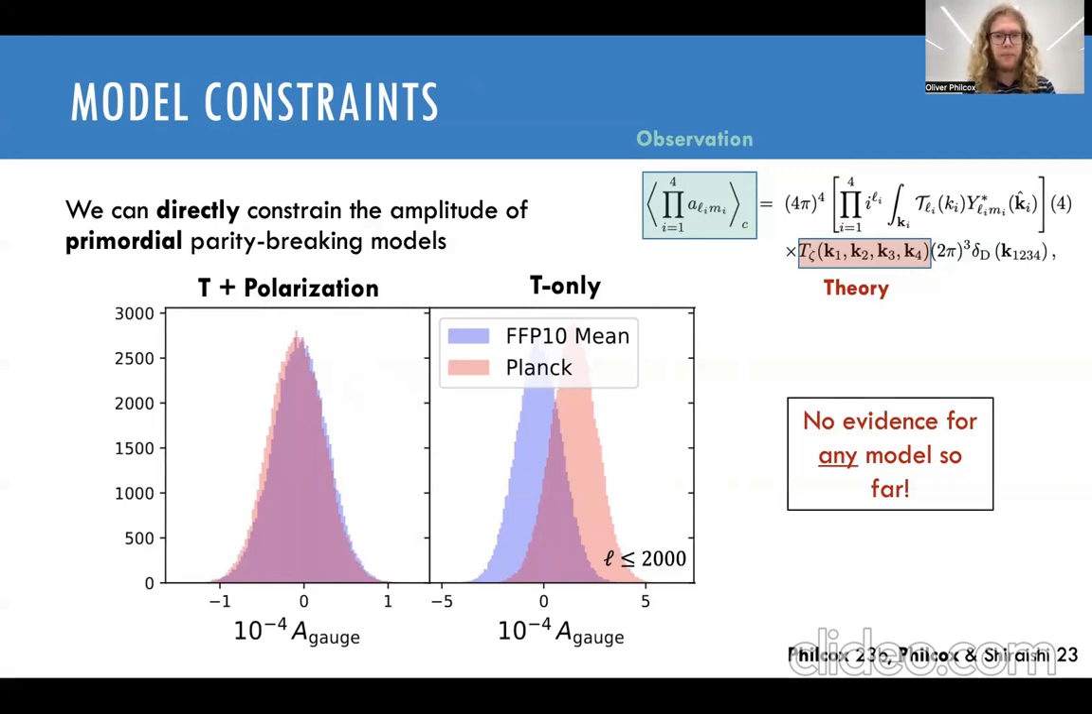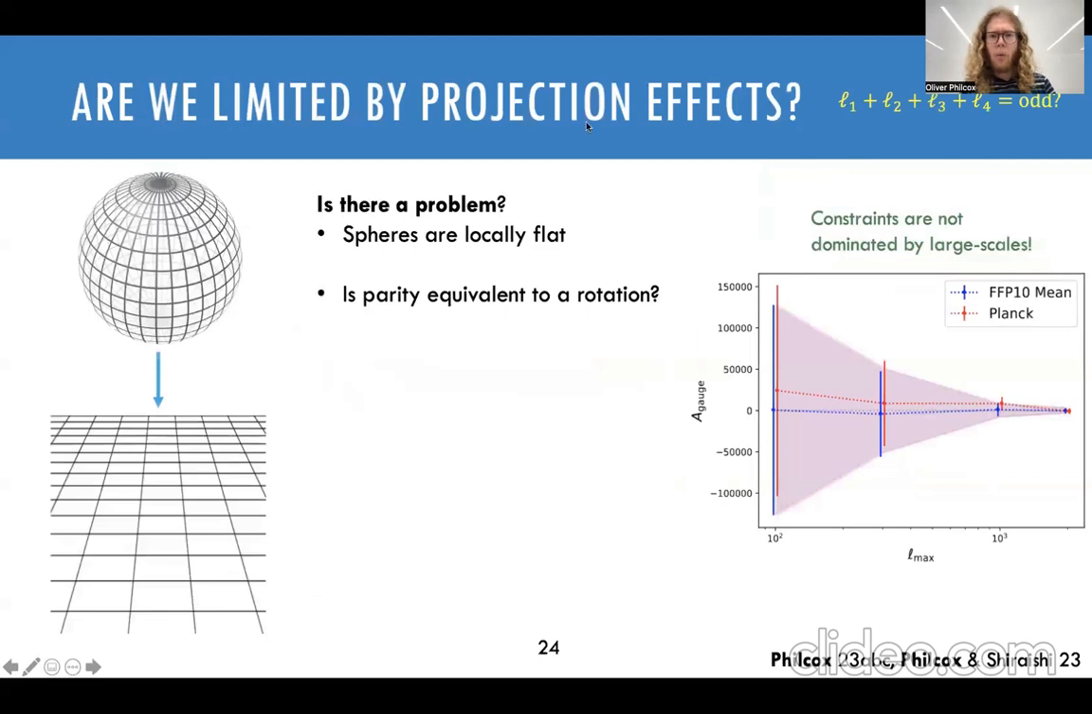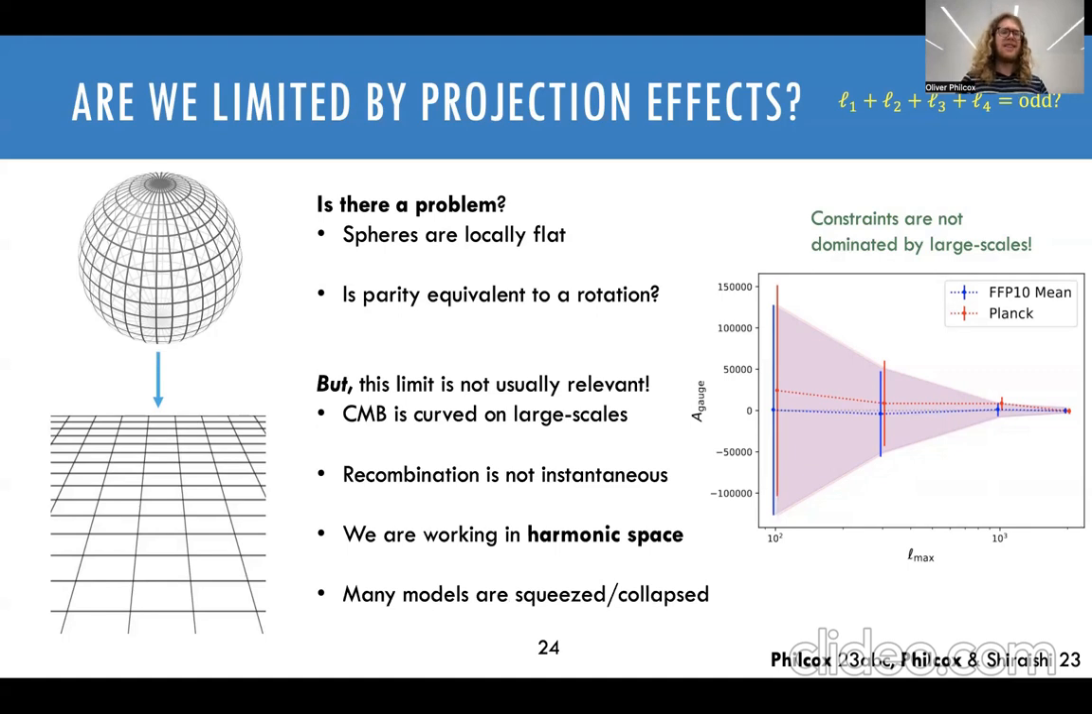So one little caveat, I should say, just before we finish, is what about projection effects? People often like to say that maybe there's a problem here. Projection basically tells us that on very small scales, the CMB looks like a flat plane, and parity could be equivalent to rotation. However, I'd like to argue here that this is not really relevant at all. The CMB is a curved, large-scale distribution. It's definitely not flat, and it's not even thin.